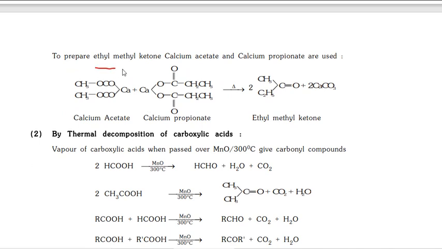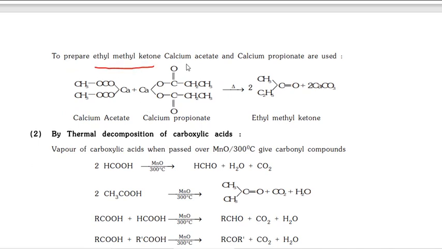Now suppose a question: prepare ethyl methyl ketone from calcium carboxylates. What do you have to take for that? In one calcium carboxylate you have to take propionate. Then in another calcium carboxylate you have to take the acetate group.